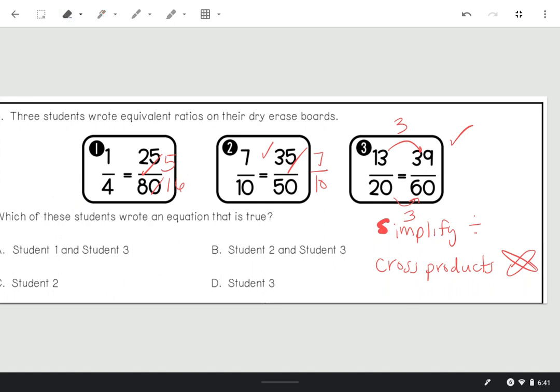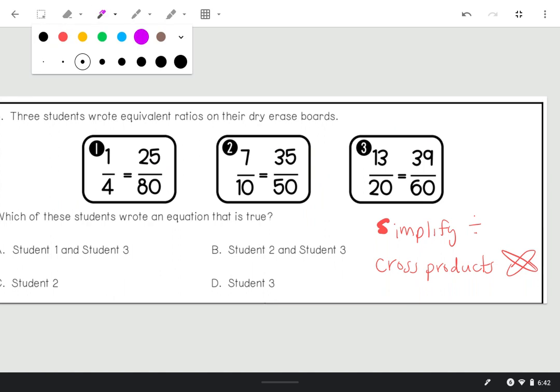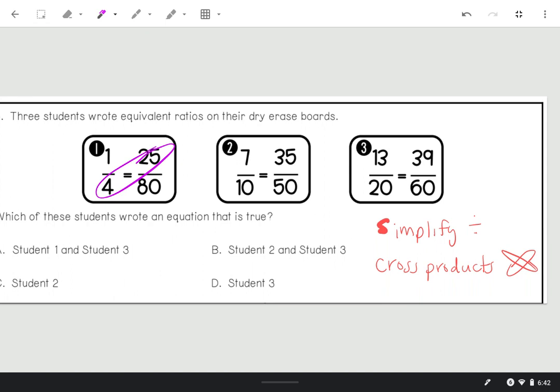If you don't like to simplify, because I get it, you get to use calculators, that's totally fine. I just want to remind you how to check by doing cross products. Cross products just means I am multiplying across. 4 times 25 is 100. 80 times 1 is 80. Since these are not equal, it is not a proportion.